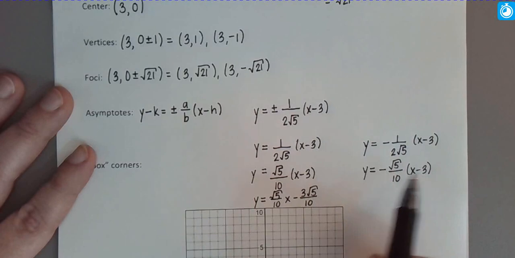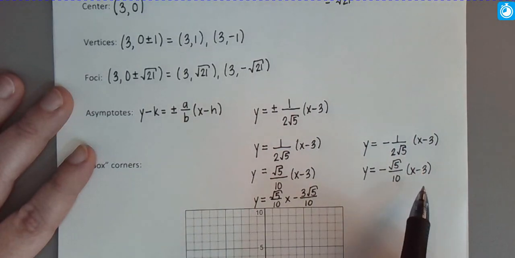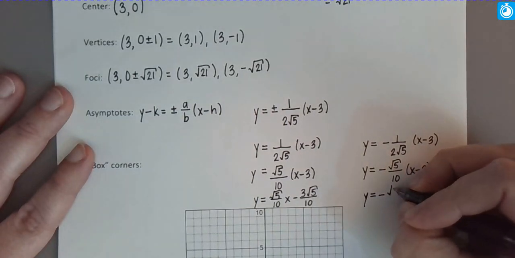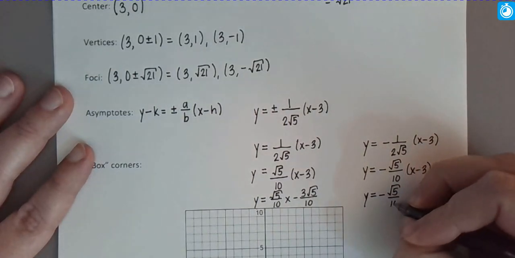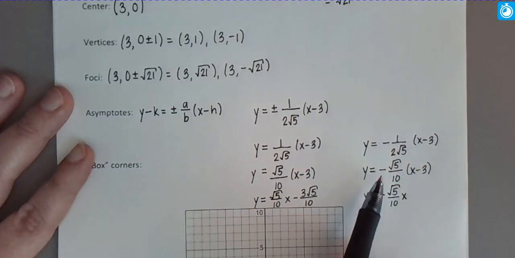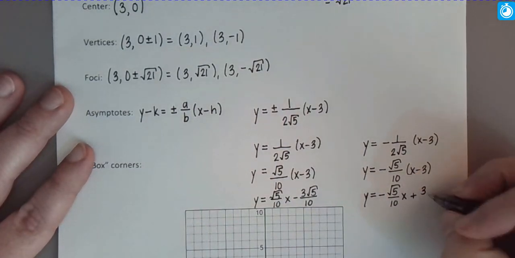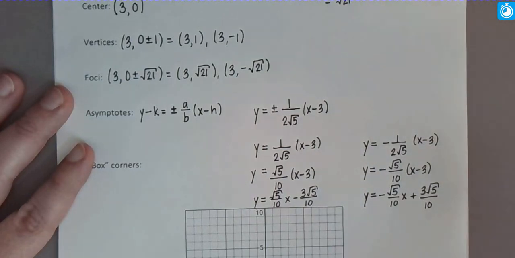Now, same thing over here. I'm going to distribute, and all that's really going to change are my signs. So I'm going to distribute this negative slope, so negative root 5 over 10 times x, and then these two negatives will multiply together to give a positive, so positive 3 root 5 over 10.